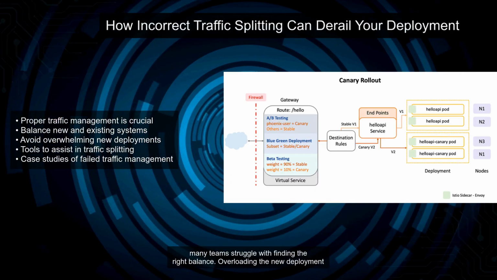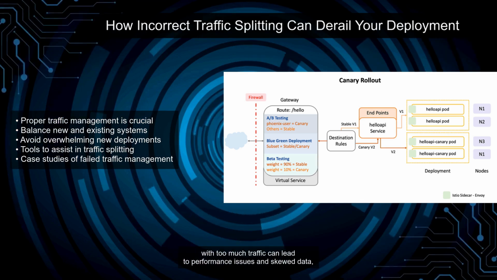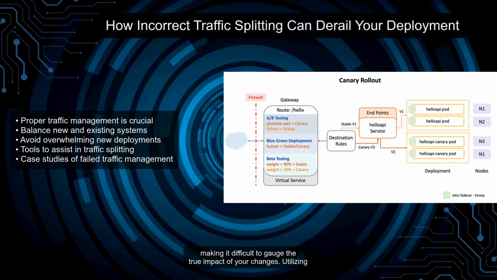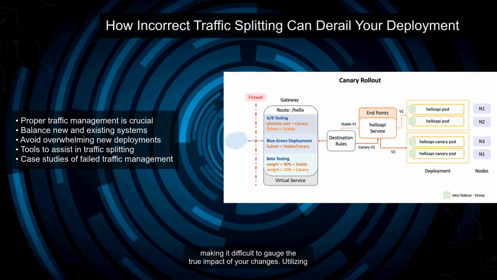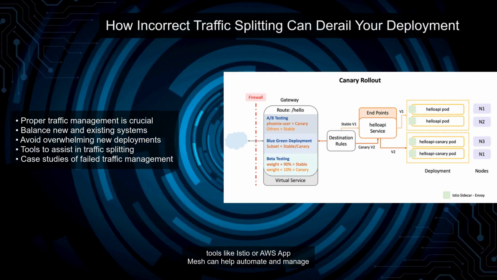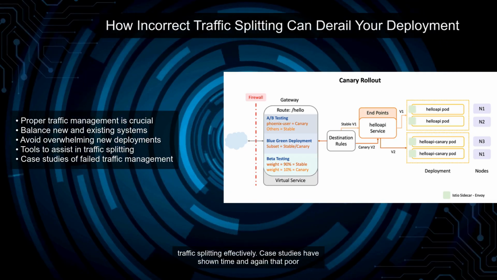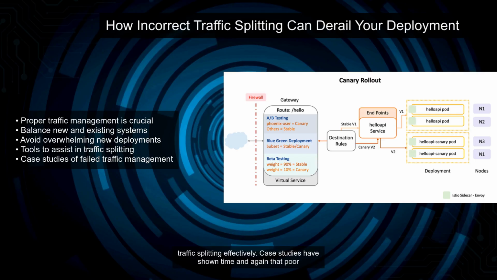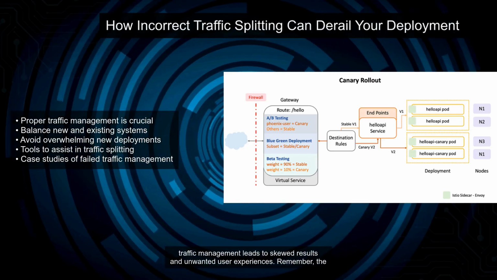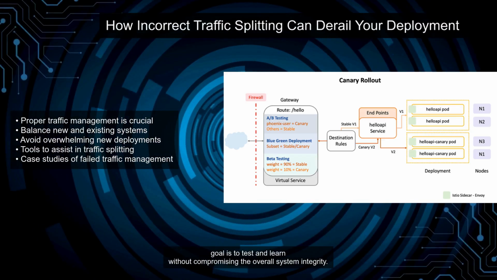However, many teams struggle with finding the right balance. Overloading the new deployment with too much traffic can lead to performance issues and skewed data, making it difficult to gauge the true impact of your changes. Utilizing tools like Istio or AWS App Mesh can help automate and manage traffic splitting effectively. Case studies have shown time and again that poor traffic management leads to skewed results and unwanted user experiences. Remember, the goal is to test and learn without compromising the overall system integrity.